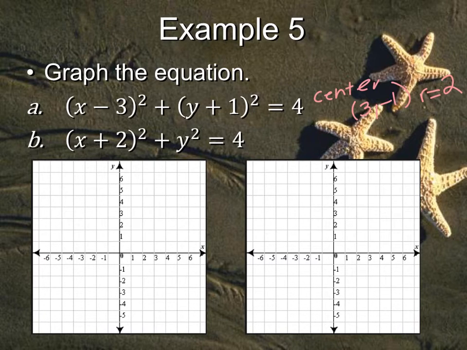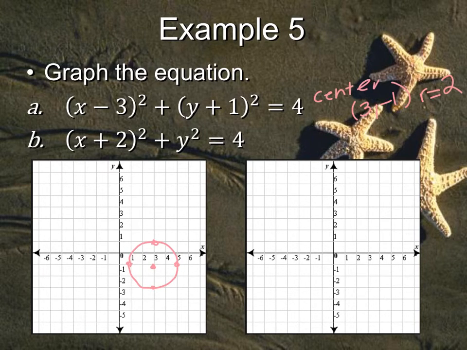So I go to my center, which is 3, negative 1. I plot a point. I count to the right 2, up 2, left 2, and down 2. And I draw my circle. Don't worry, I won't judge you on your circles because mine are not good.